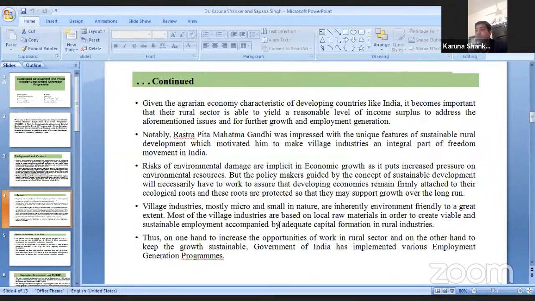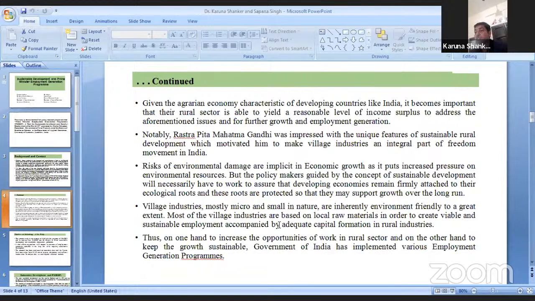Although the risks of environmental damage are implicit in economic growth, as it puts increased pressure on environmental resources, policy makers, guided by the concept of sustainable development, will necessarily have to work to ensure that developing economies remain firmly attached to their ecological roots, and that these roots are promoted so that they may support growth over the long run also.